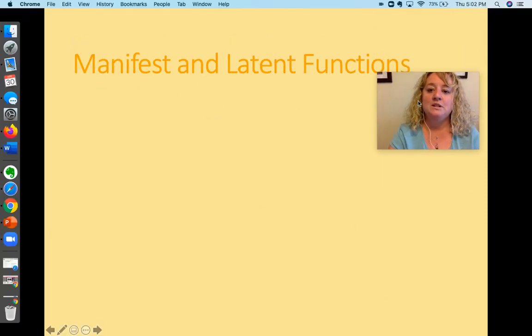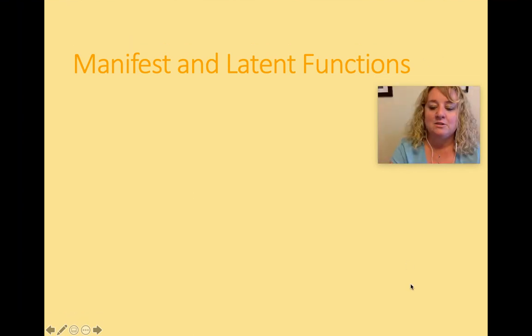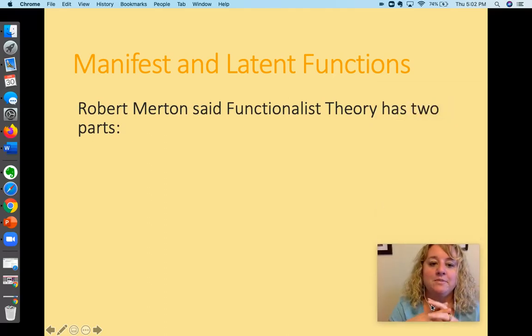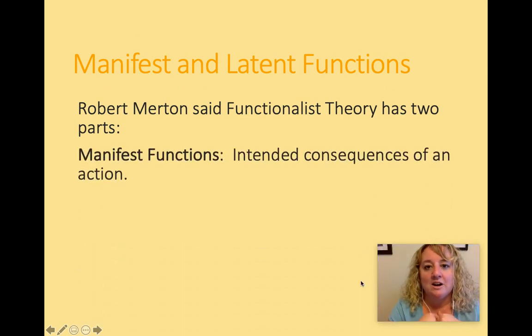There are two parts of functionalist theory that work hand in hand with it. These are manifest and latent functions. Functionalist theory has two parts. Manifest functions, which are intended consequences. So if everything needs to be working together in order for a society to function, if everything is necessary, manifest functions are the intended consequences of all of those things working together.